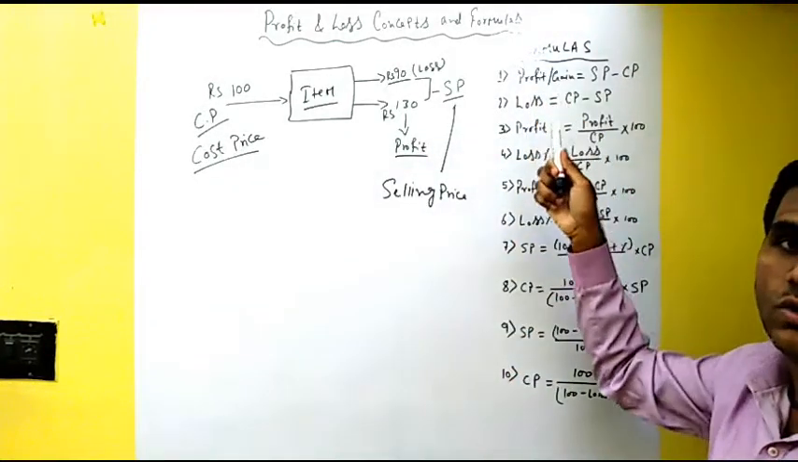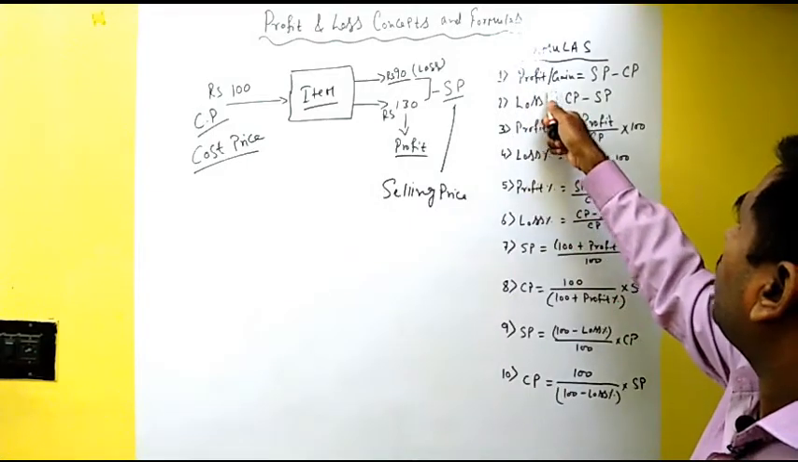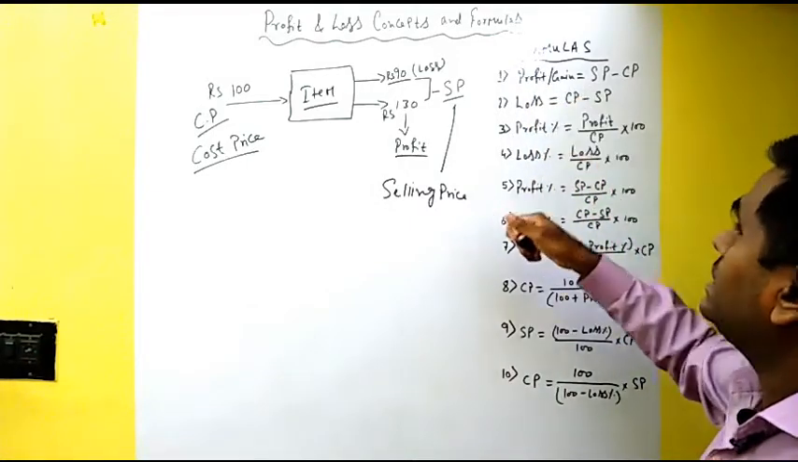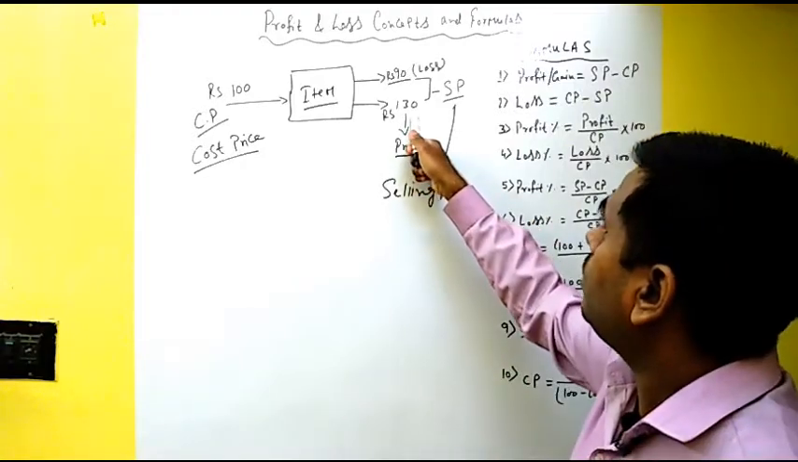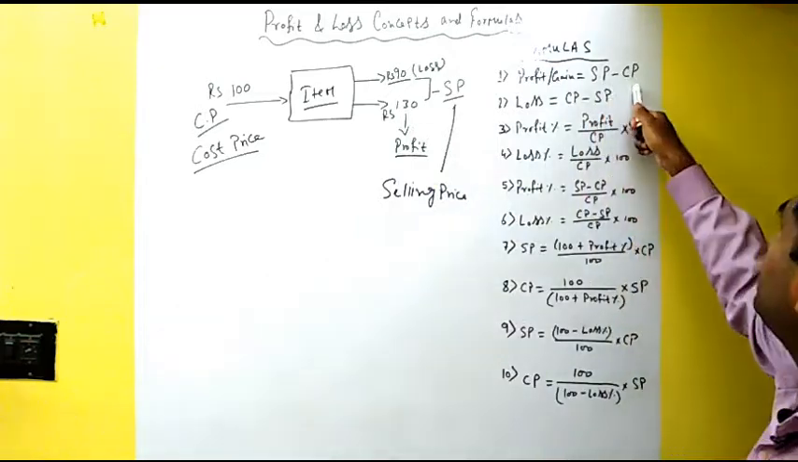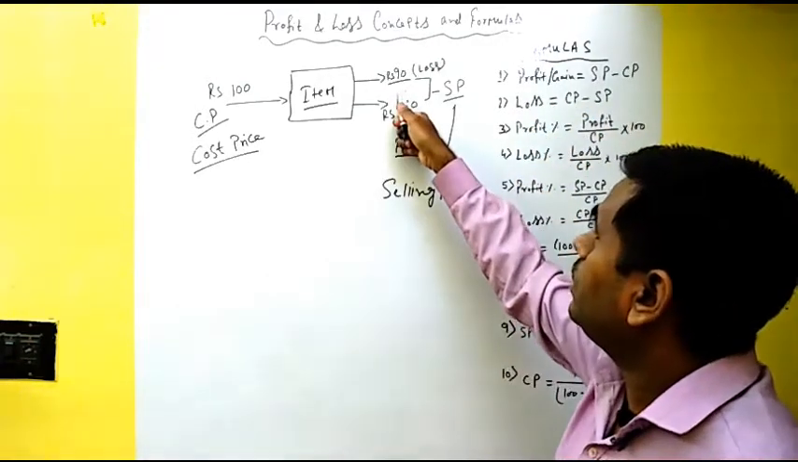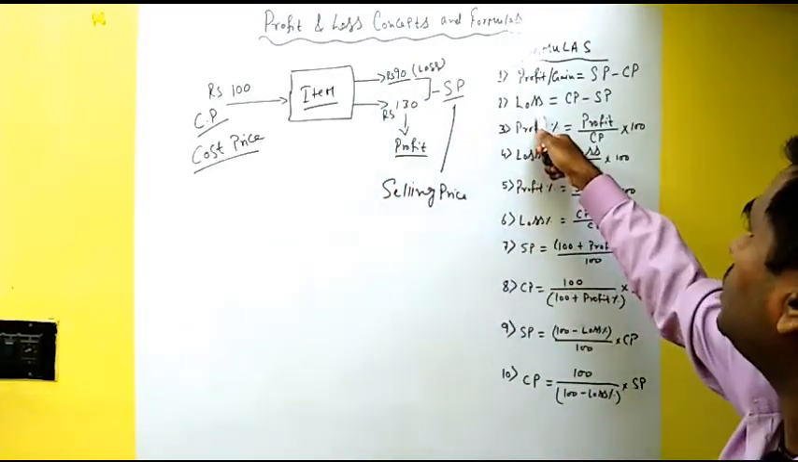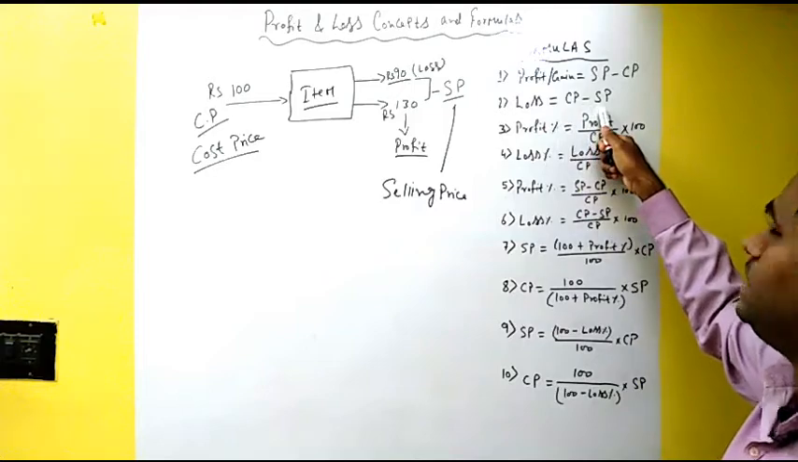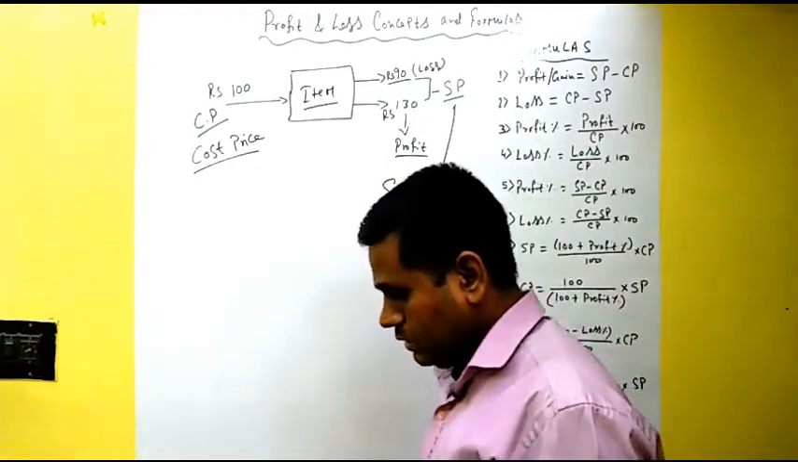So profit is also called gain. So I have written profit slash gain. Profit or gain is equal to, since when you are incurring profit the selling price is more, selling price minus cost price will give you profit. If you are incurring a loss, selling price is less, so in the case of loss, cost price minus selling price will give you the loss.